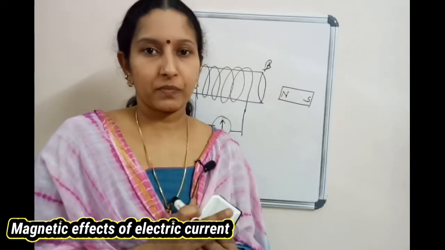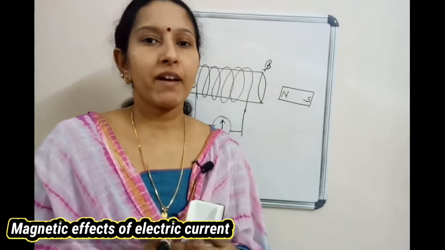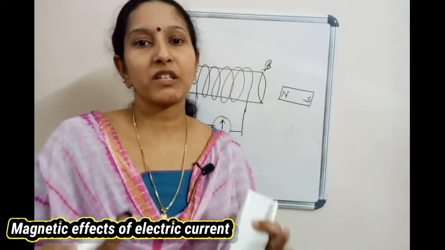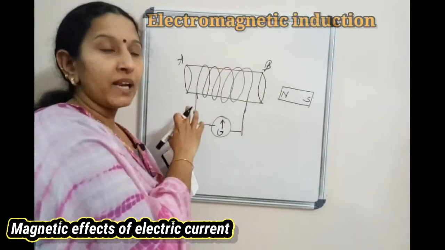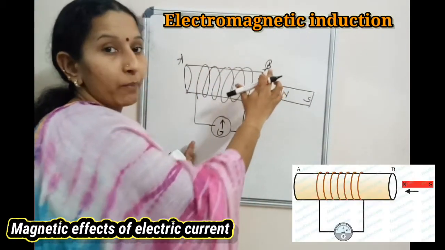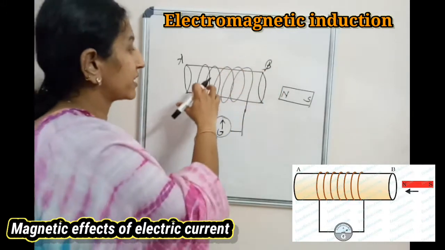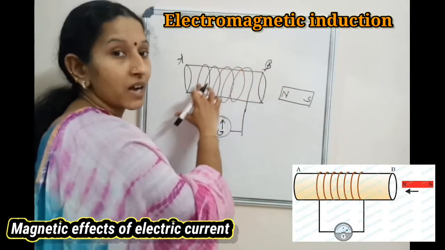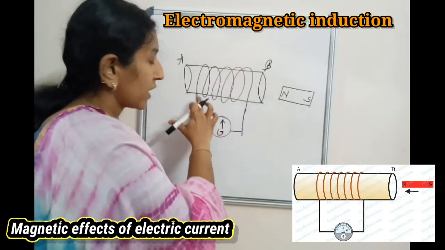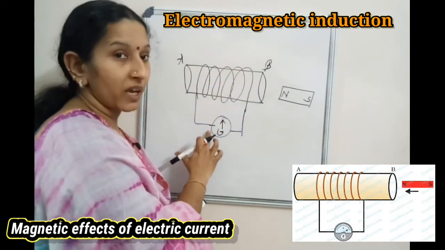electromagnetic induction. For that, first we have to discuss an activity. Look at the board. You can see a coil AB having a large number of turns. You know, these are the turns. Take a coil AB having a large number of turns, and connect the ends of the coil to a galvanometer.